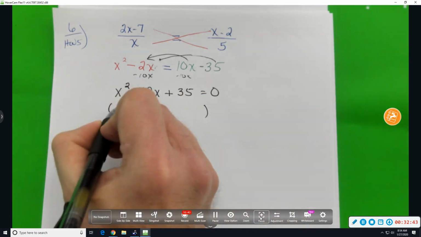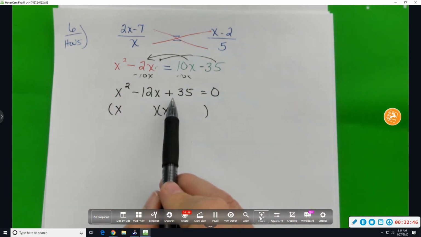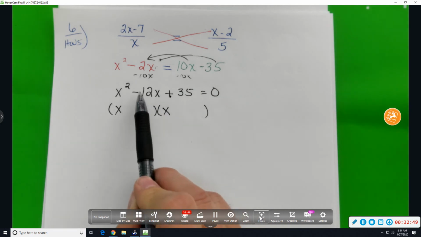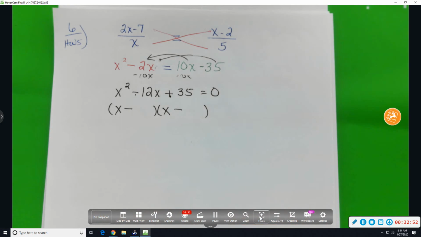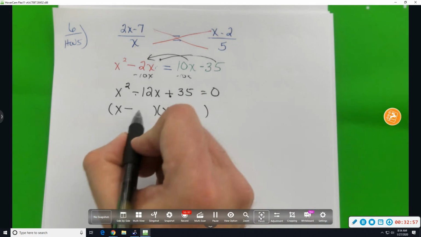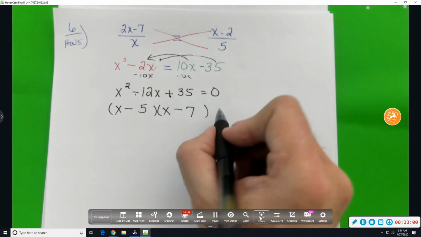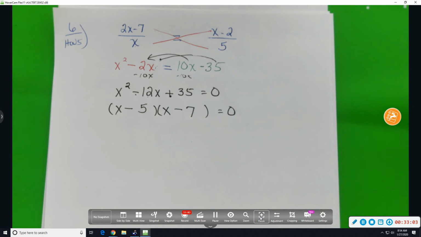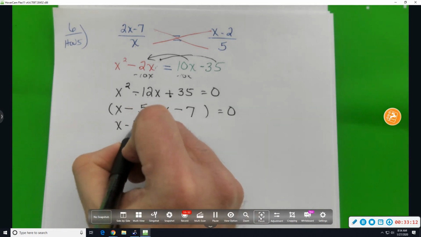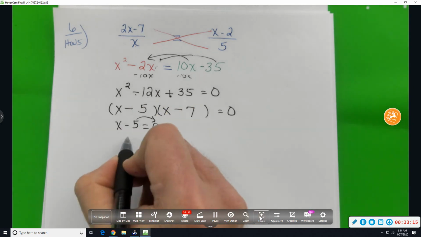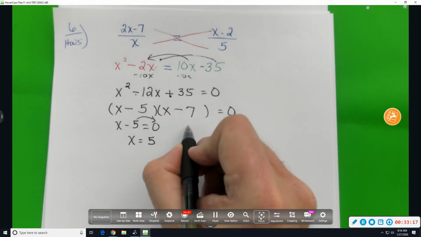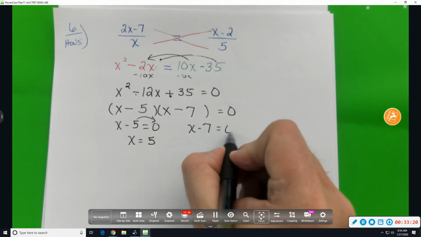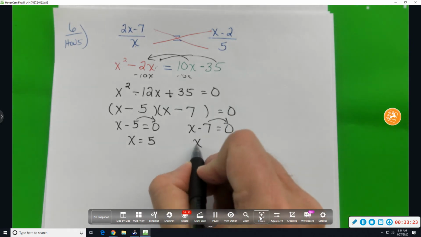X and X. Oh, what do we know about the signs? The second sign is plus, so two of the first, minus and minus. 1 times 35 or 5 times 7? Yeah, 5 and 7. Those add together to give that 12. That's it. So set each one of these factors to 0. And we get x equals 5 for our first number, and x equals 7.